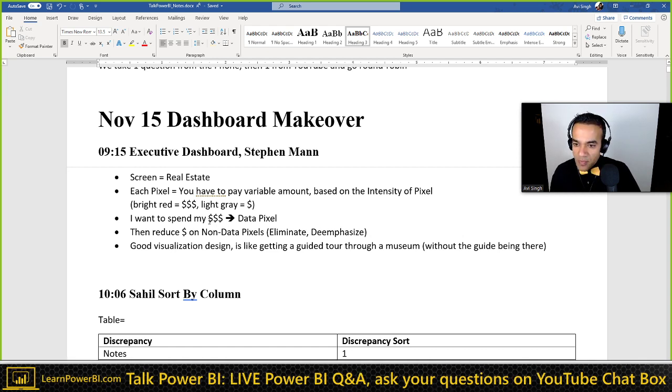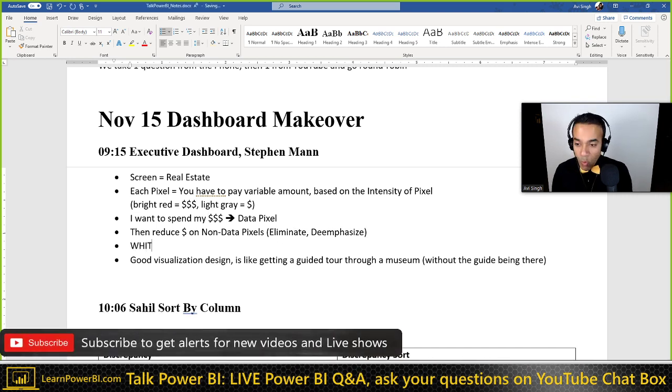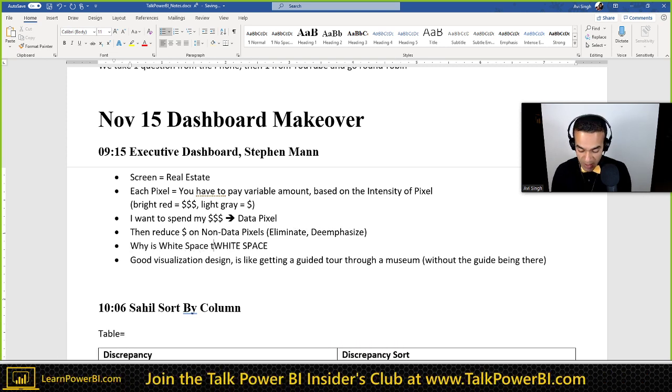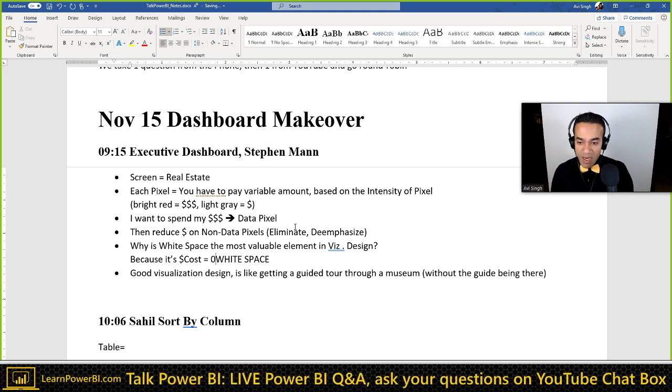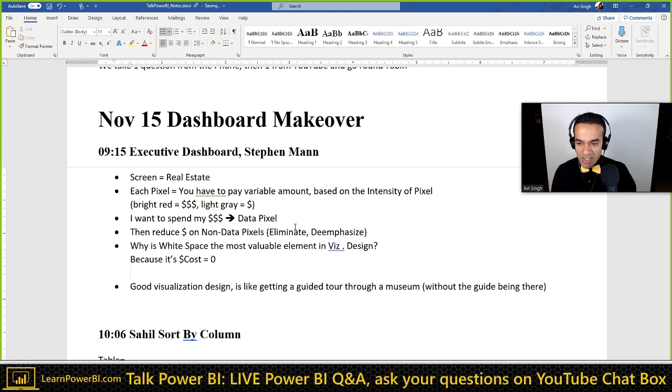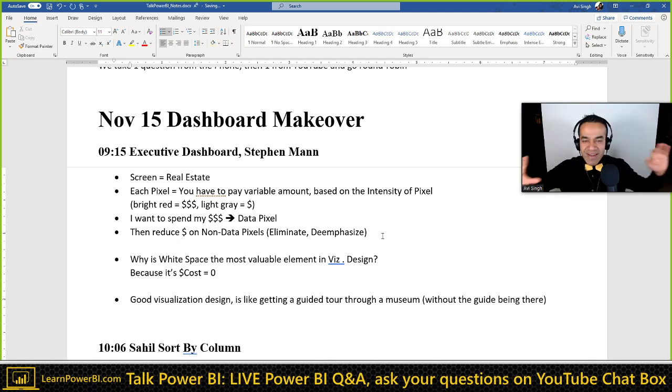Dollar on data pixels. So if it is that, then why is white space the most valuable element? Because it's free. Because its dollar cost is 0. Now I know what some of you smart guys are thinking. Oh, Avi, then let's just do an empty dashboard. No, come on, don't be a smart ass. Just white space, Avi. You're going to love it now.